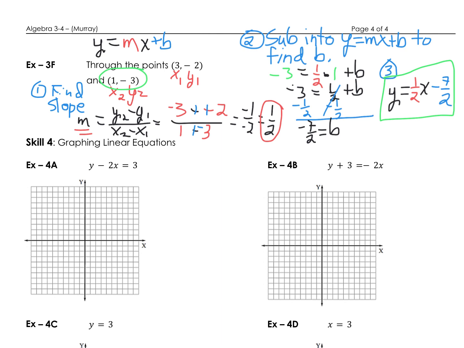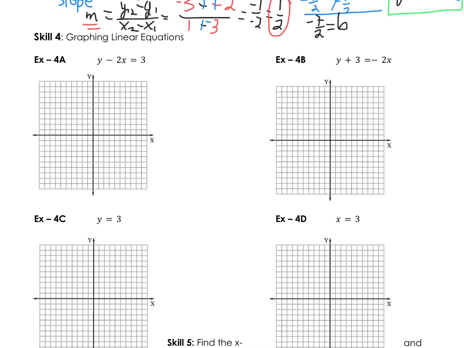Okay, so then let's look at how do we graph a line. So in order to graph a linear equation, you must have it solved for y. So the very first thing I'm going to do is solve this equation for y. So I'm going to add 2x and add 2x. So then you've got to identify your slope and y-intercept.